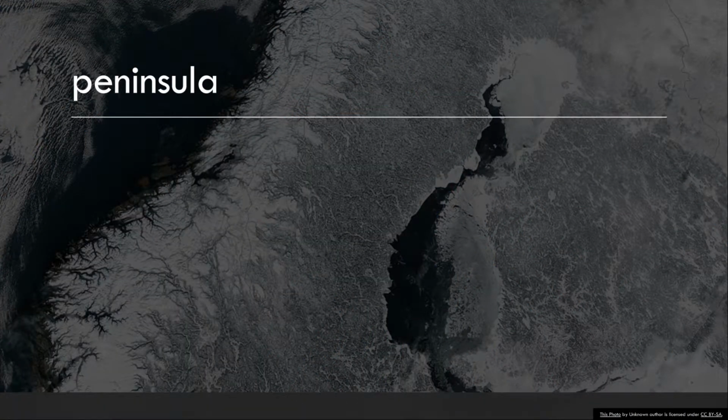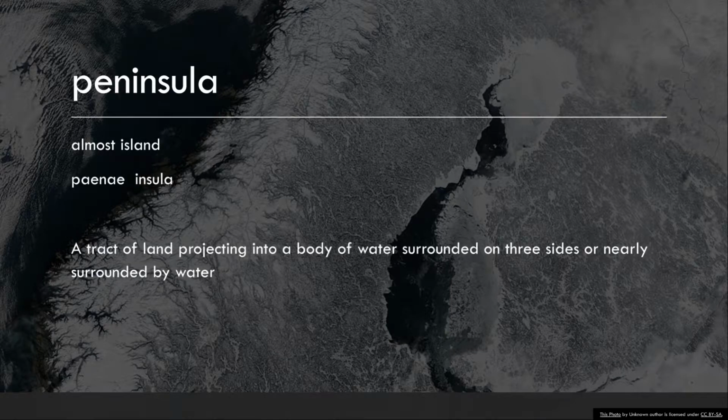All right, first thing is our first word, and that is peninsula. Now, peninsula comes from 2 Latin words, paene and insula. Paene means almost, and insula means island. So what you have is almost an island. So what is it specifically? It is a tract of land projecting into a body of water, surrounded on 3 sides or nearly surrounded by water. All right, so we'll see examples of peninsulas now throughout the world.